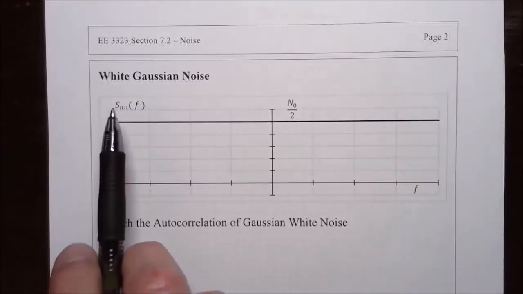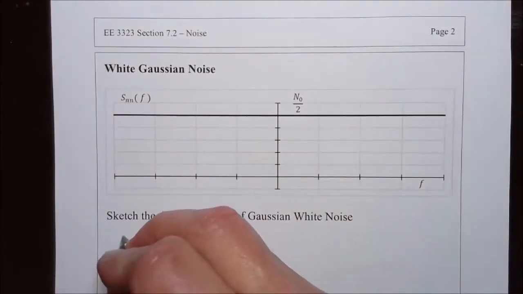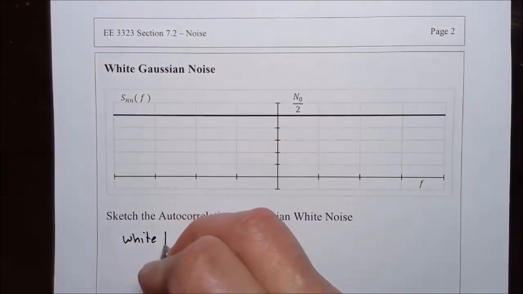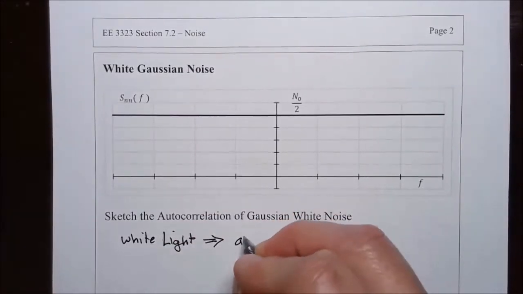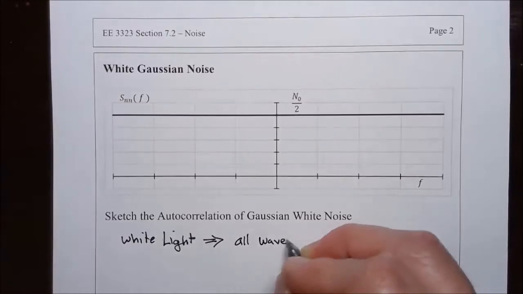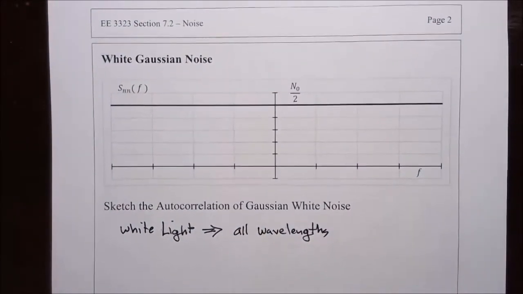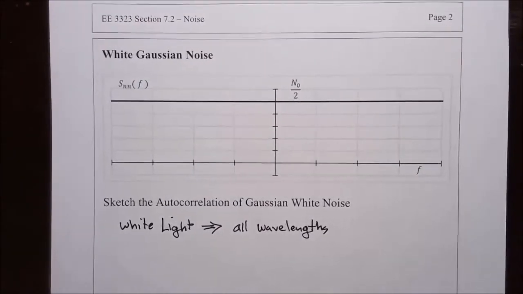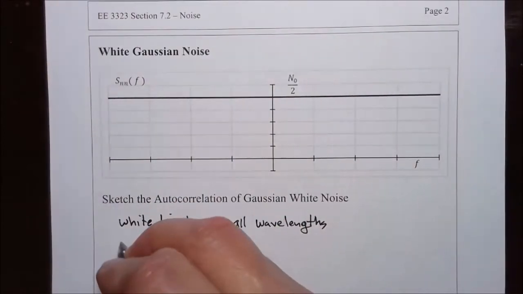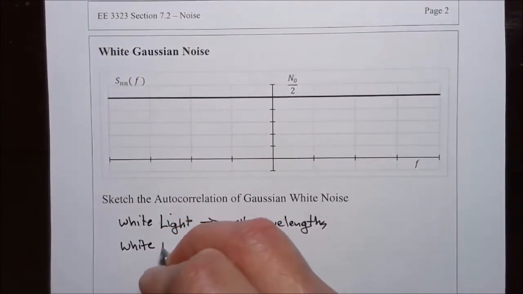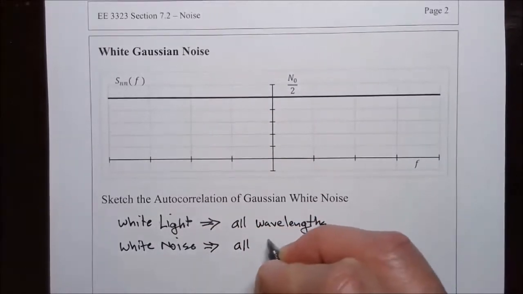The model we are going to use for the noise is white Gaussian noise. White light, as we perceive it, has all wavelengths in it. Different wavelengths of light we perceive as different colors. White light has all wavelengths. By analogy, white noise has all frequencies. White noise means it's all frequencies.